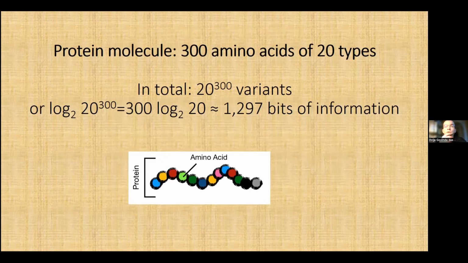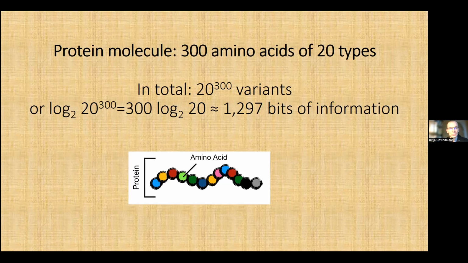Every protein molecule contains about 300 amino acids. This is a chain of 300 amino acids, each of which could be of 20 types. It means that there are 20 to the power 300 variants of such protein molecules. This is a huge number, about 10 to the power 400, so it's 1 with 400 zeros.